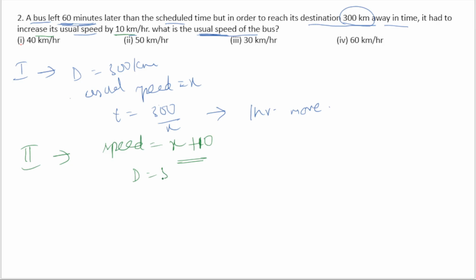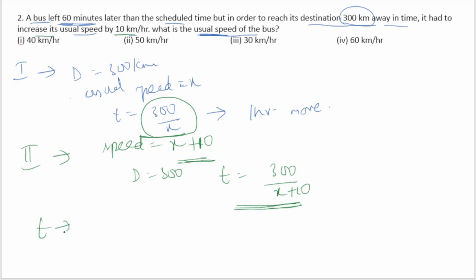So what is the distance here? Distance is the same, it is 300 kilometers. And what is the time here? Time is equal to distance divided by speed, 300 by x plus 10. In the first case, they would take 1 hour more to reach the destination, and in the second case, they would reach on time because they have increased the speed. So what is the time difference? In the first case, the time taken is 300 divided by x, and in the second case, it is 300 divided by x plus 10. The time difference is 1 hour, so we will subtract these two. This is equal to 1 hour.